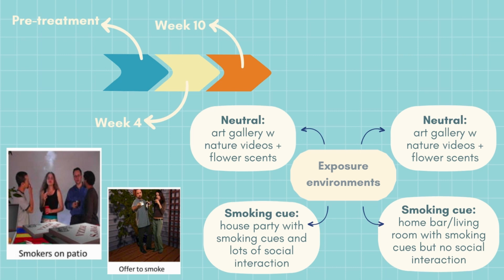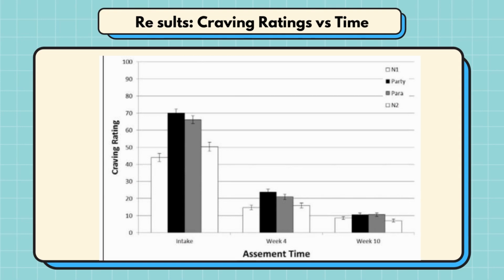The party environment consisted of a house party where participants were exposed to people drinking, eating, and talking, with alcoholic drinks and smoking stimuli like cigarettes on tables and cigarette offers from other guests. During the cue assessments, cigarette smoke, raw tobacco, and pizza scents were presented in the smoking party and paraphernalia environments. The intervention was very effective because, as seen in the graph, the craving rating was significantly reduced after week 10 of therapy.